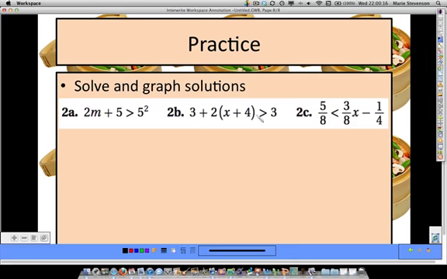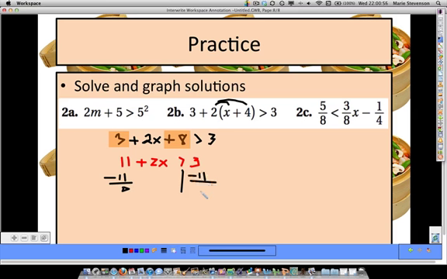Here what I would do is distribute this 2 here and there. So I get 3 plus 2x, that's 2 times x, and then 2 times 4, which is 8, is greater than 3. Here I can actually combine the positive 3 and the positive 8. Together they make 11. So I have 11 plus 2x is greater than 3. Now I have my two-step equation. So I would minus by 11.